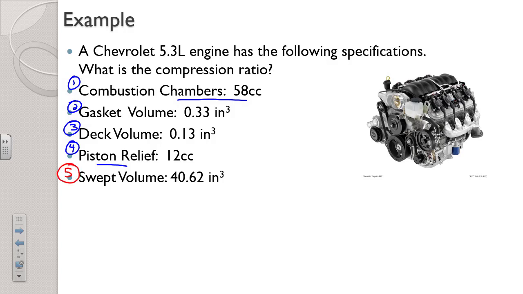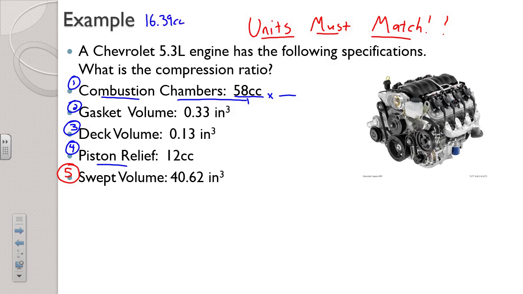The first thing to notice here, though, is that our units are mismatched. It's always true with compression ratio. You can use any units you want, but they must match. So we have a little converting to do. Let's take our combustion chambers and convert those into cubic inches to match everything else. So let's put 58 cc's over 1. We're going to use this fact again. 16.39 cc's is equal to 1 cubic inch. We used that in the last topic as well. And 2 decimals is fine here. 3.54 cubic inches is our combustion chamber volume.